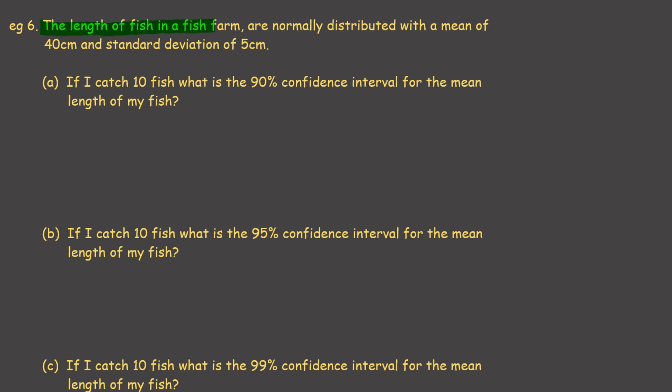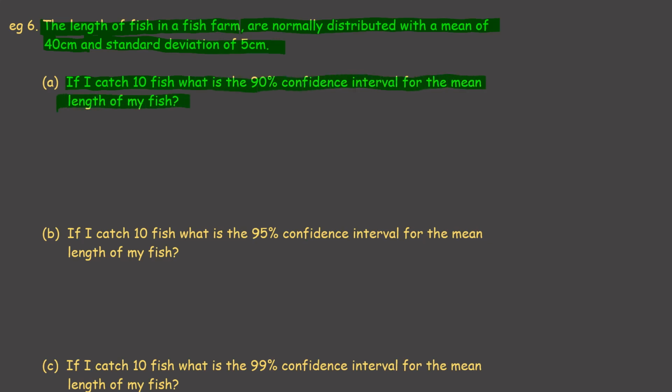The length of fish in a fish farm are normally distributed with a mean of 40 centimetres and a standard deviation of 5 centimetres. If I catch 10 fish, what is the 90% confidence interval for the mean length of my fish? And we're going to do the same for a 95% interval and a 99% interval.